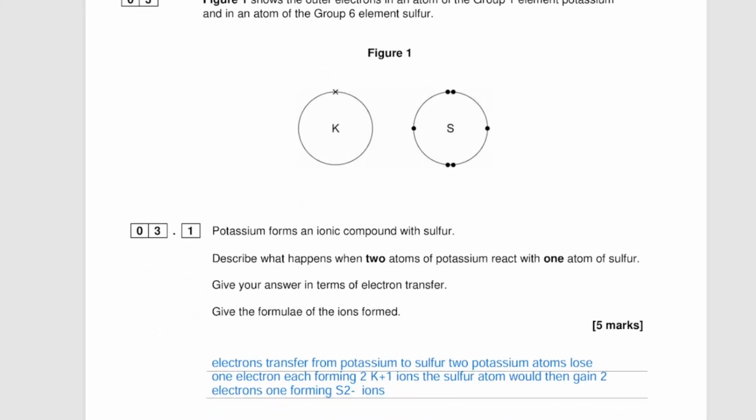Electrons transfer from potassium to sulfur. Two potassium atoms each lose one electron, forming two K⁺ ions, and then the sulfur atom gains 2 electrons, forming an S²⁻ ion.